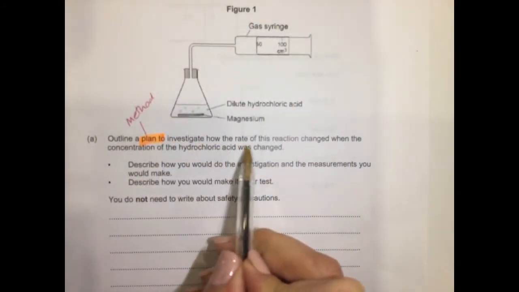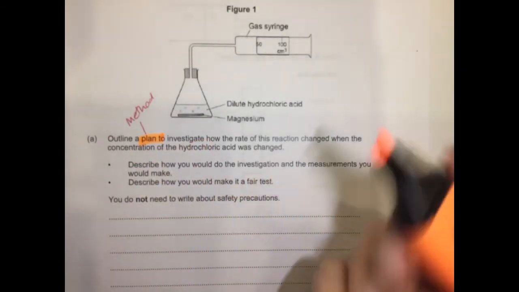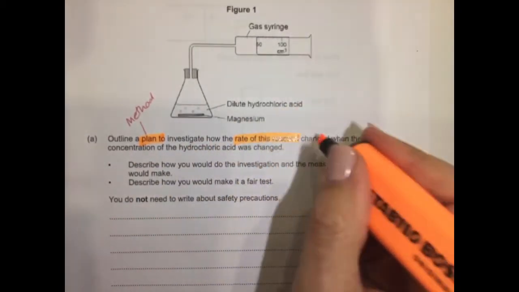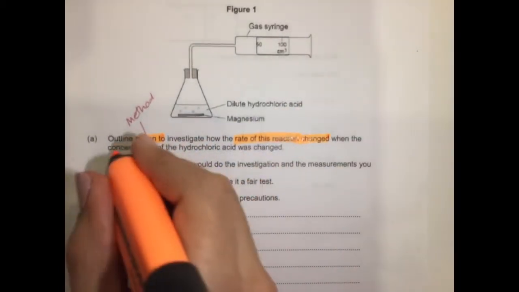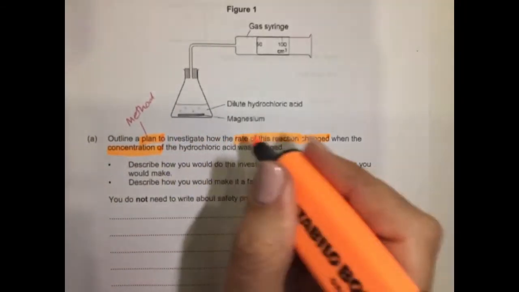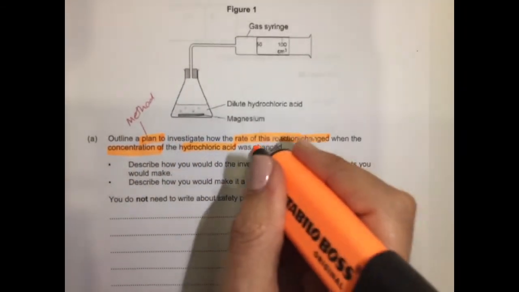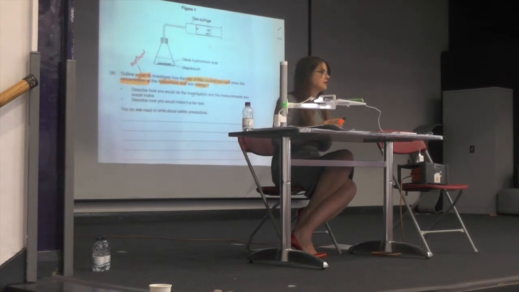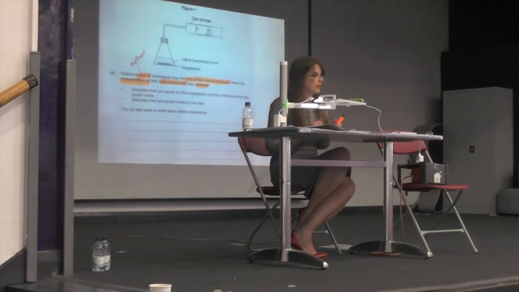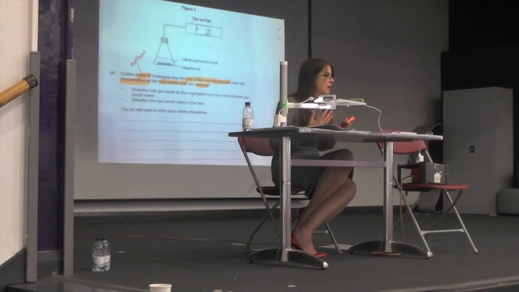To investigate how the rate of this reaction, now these are the important parts, rate of this reaction changed when the concentration of the hydrochloric acid was changed. So what you've got to say is, right, I've got to keep everything else the same, but I'm going to have to change the concentration of acid. If I gave you this equipment, what would you do? You've got to take the bung out. You've got to put the acid in. You've got to put the magnesium in, put the bung and the syringe back in and see what happens.